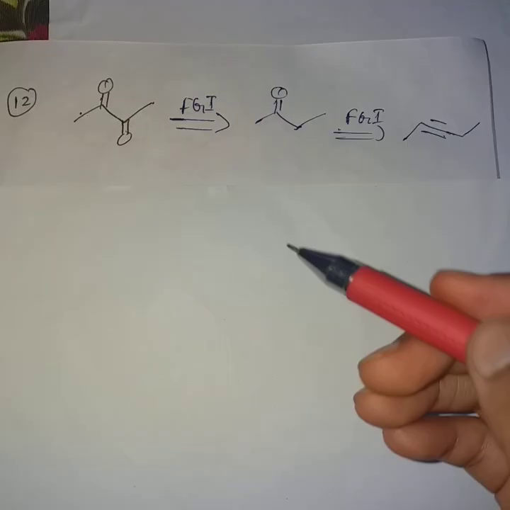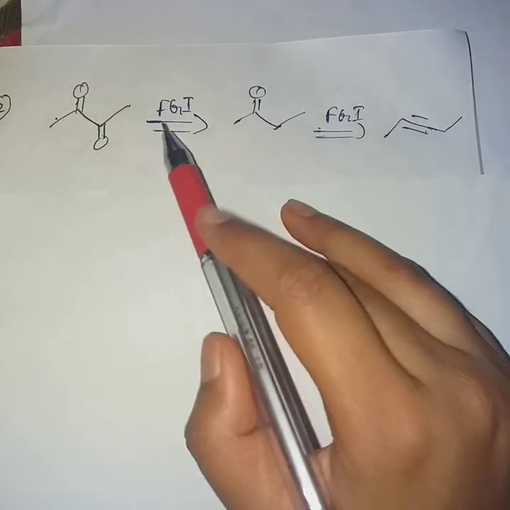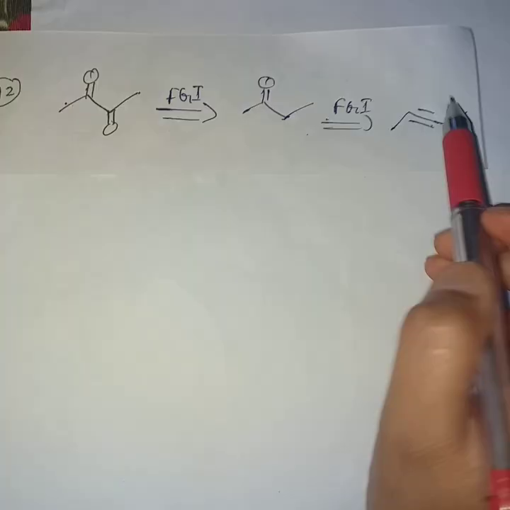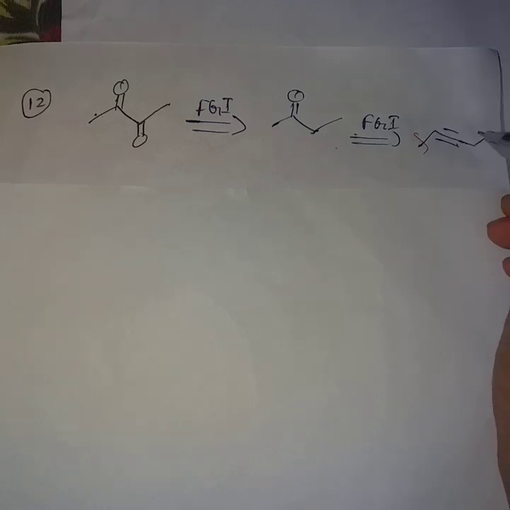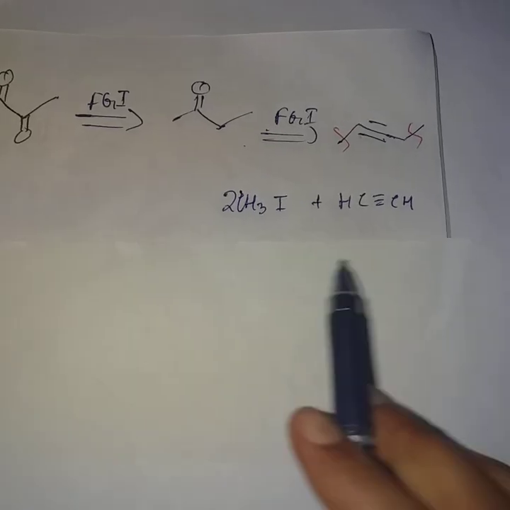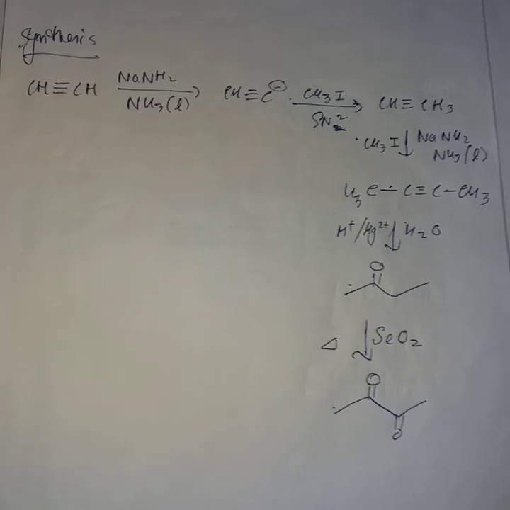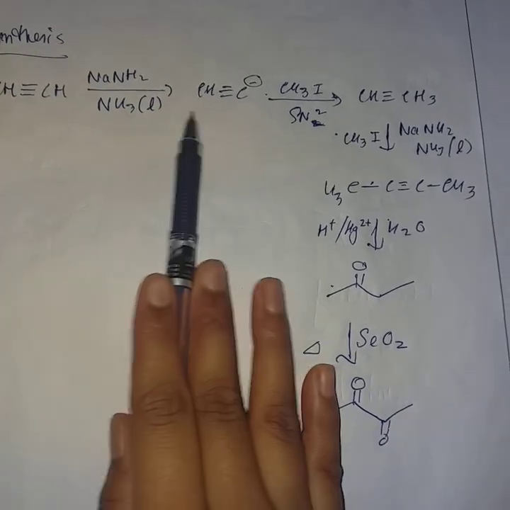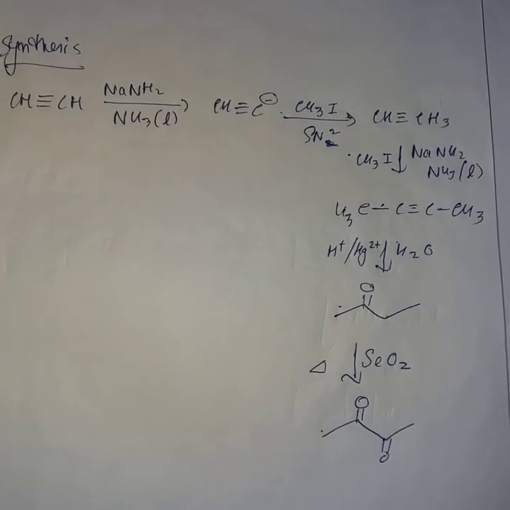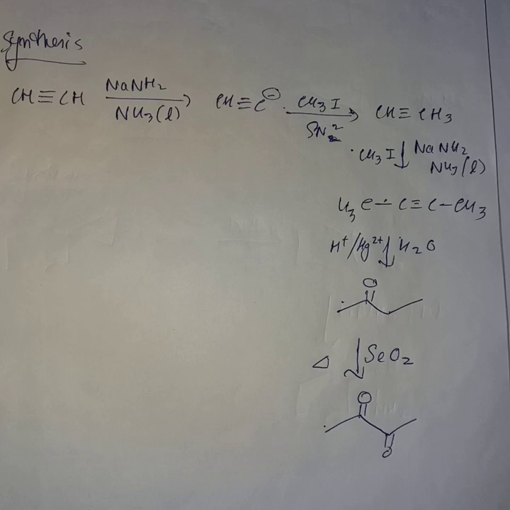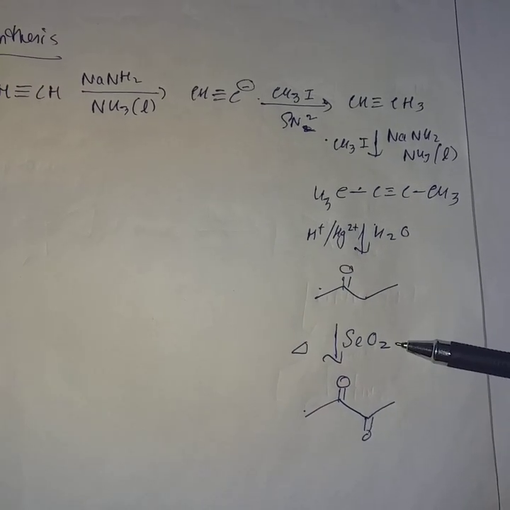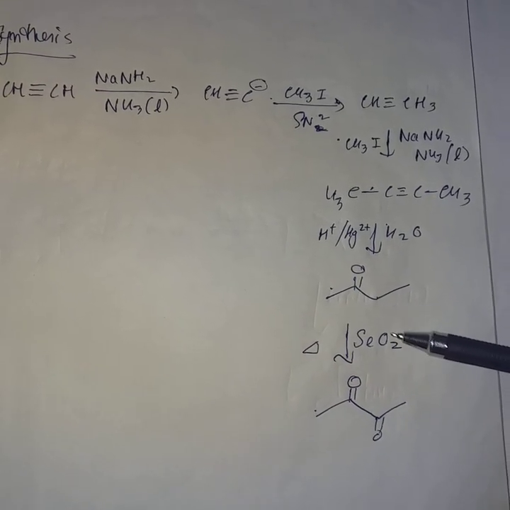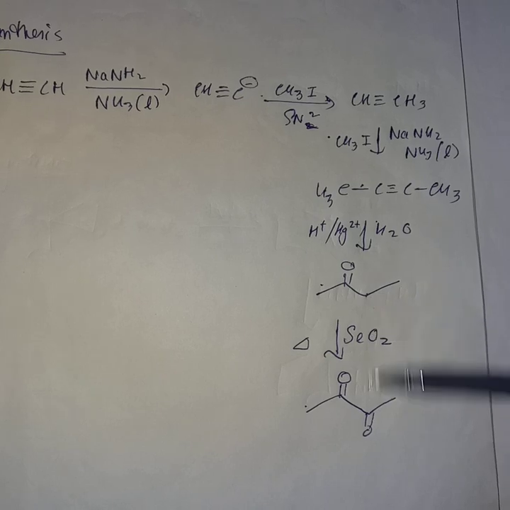This was another question which also carried 2 marks. We will do double FGI here to get this, and here we will disconnect so that we get these 2 synthetic equivalents. From here we proceed forward to synthesize it. Please take a screenshot of this or note it down. Here you see, this is very important, cerium oxide. We have used this to make another ketone here.